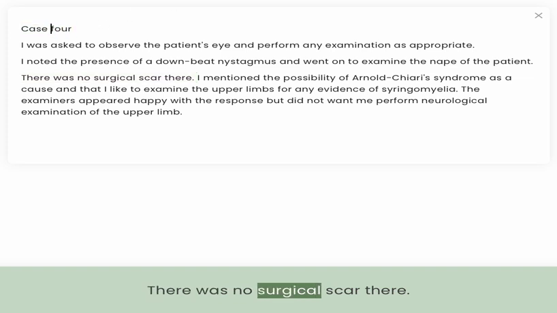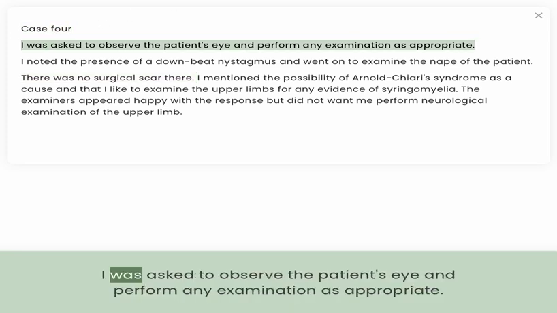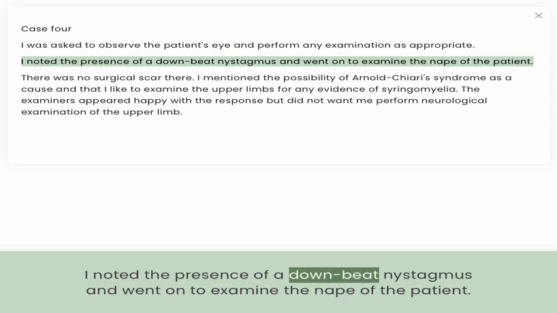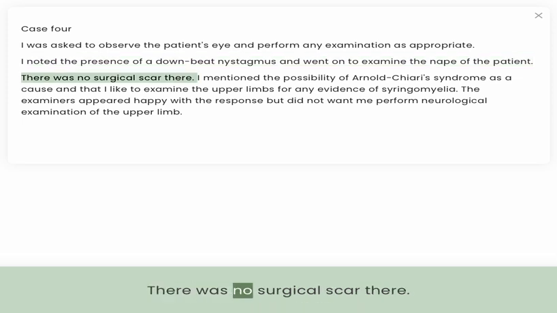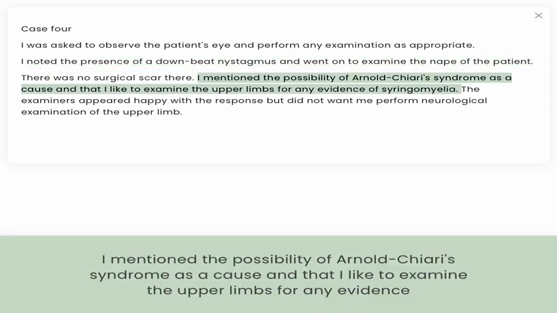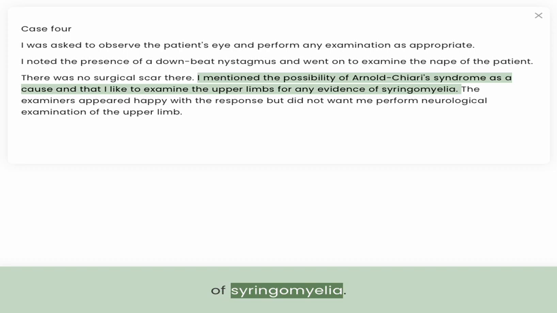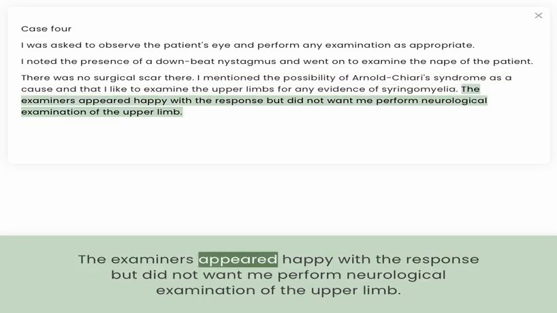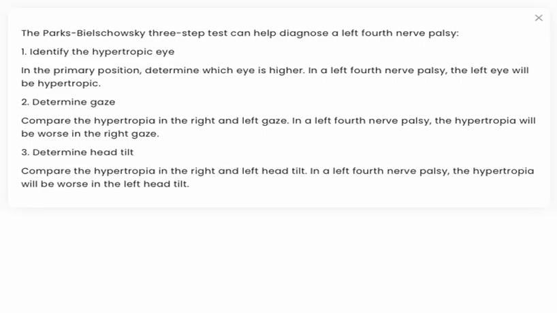There was no Case 4. I was asked to observe the patient's eye and perform any examination as appropriate. I noted the presence of a downbeat nystagmus and went on to examine the nape of the patient. There was no surgical scar there. I mentioned the possibility of Arnold-Chiari syndrome as a cause, and that I would like to examine the upper limbs for any evidence of syringomyelia. The examiners appeared happy with the response, but did not want me to perform a neurological examination of the upper limb.